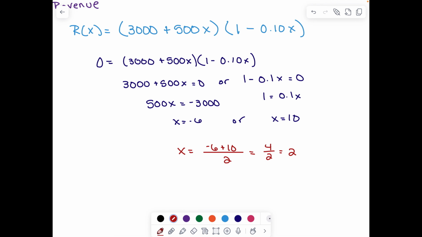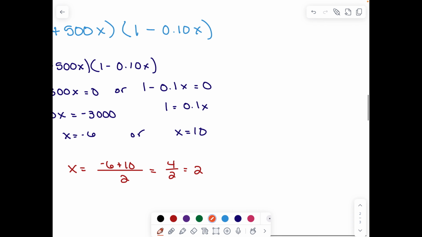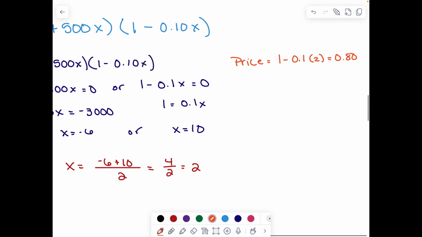So that tells me that we should decrease our price per song by 10 cents twice. So that means we decrease it by 20 cents, right? So our price is equal to 1 minus 0.1 times 2. So that's going to give us 80 cents. So we should charge 80 cents per song. What will our revenue be when we charge 80 cents per song?